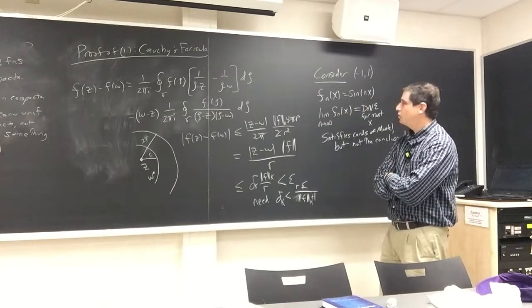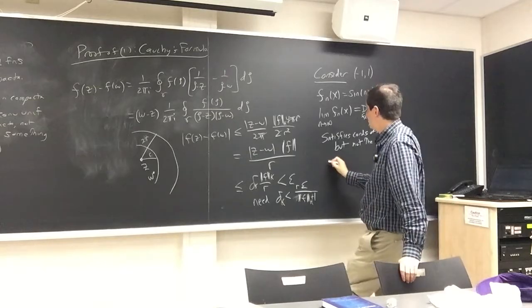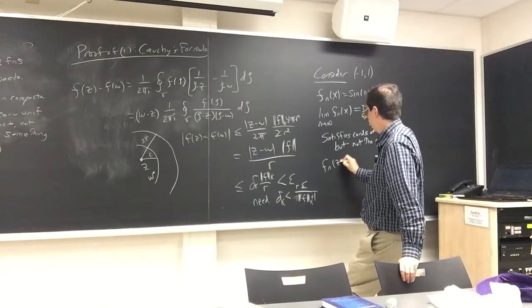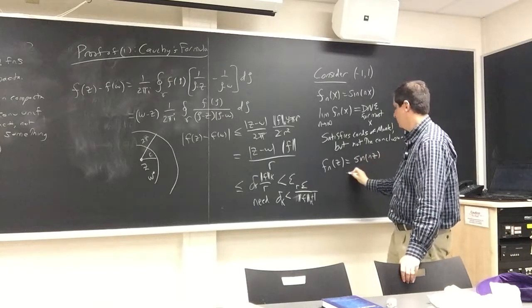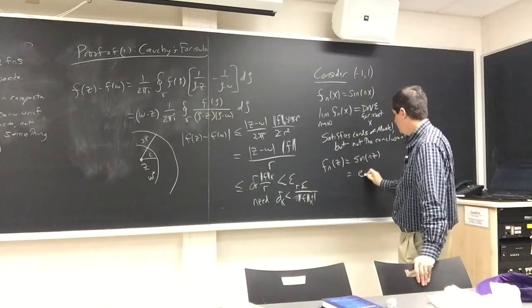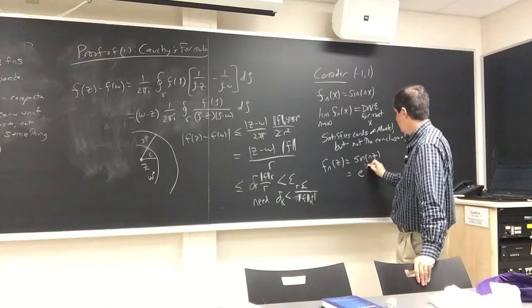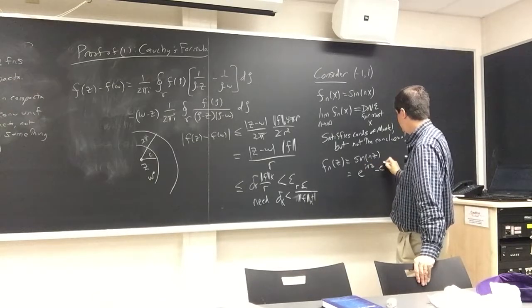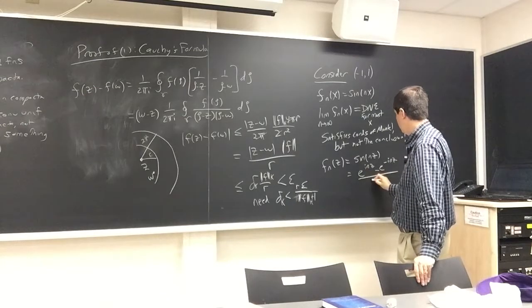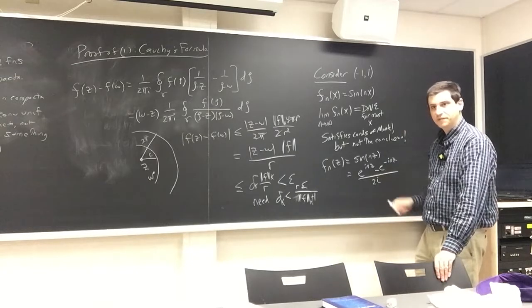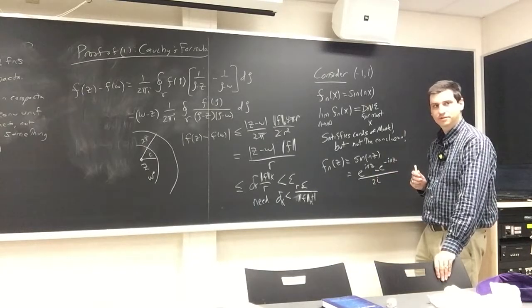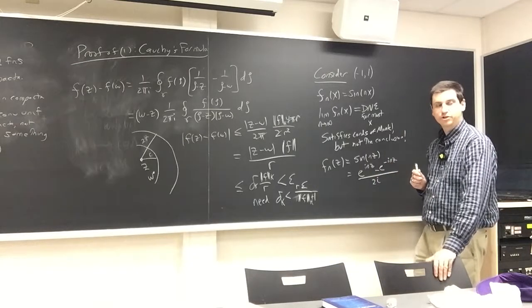What would happen if we looked at the complex analog? What if we looked at f_n of z equals the sine of nz? So this would be e to the i n z minus e to the minus i n z over 2i. Is this uniformly bounded? Say very close to the origin.